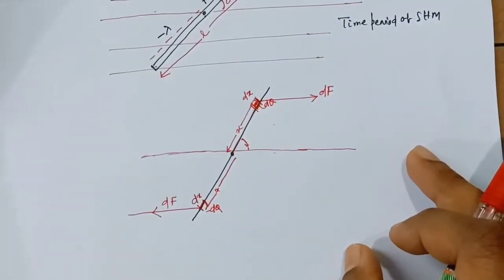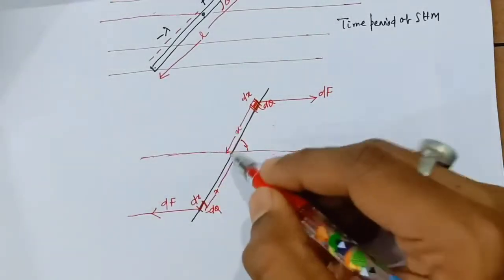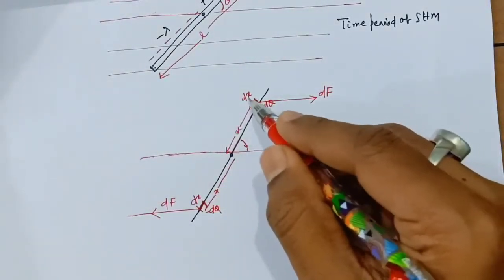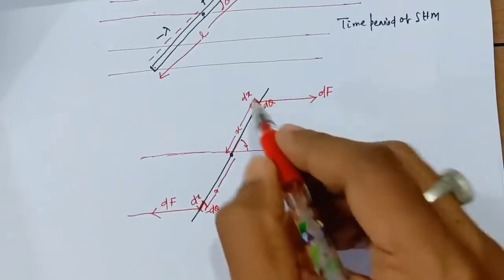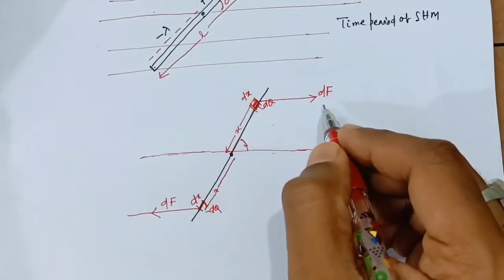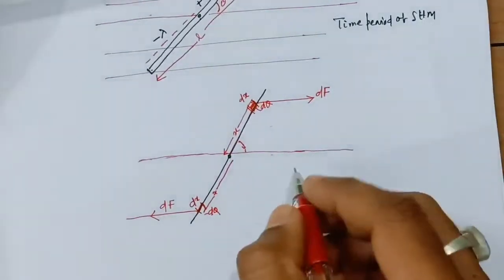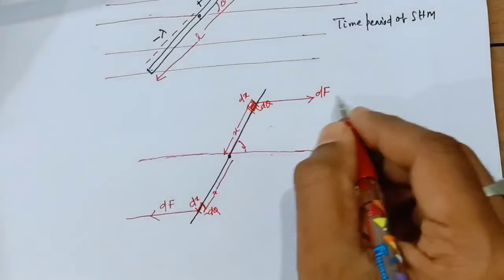The question is asking to find the time period of SHM. In this kind of question, I consider a small distance x and a small element having charge dq and length dx. So I will write my force expression. What is the expression of the force? We know that this is dF.